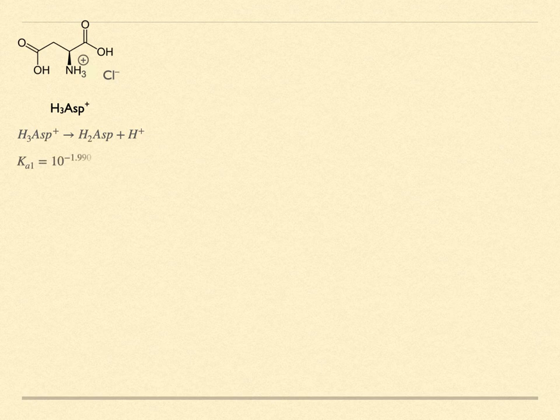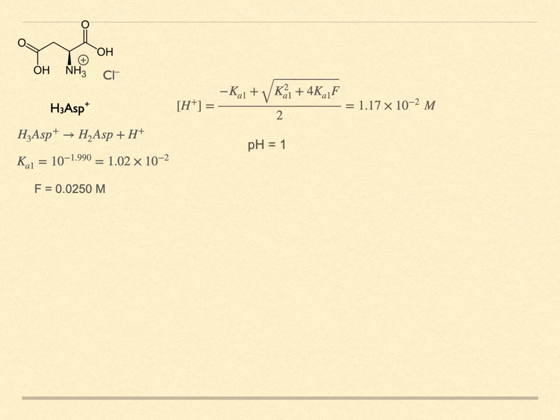First, consider a solution whose formal concentration is 0.025 molar in aspartinium hydrochloride, or the H3-ASP+ species. This is the fully acidic species. Like the diprotic species, we treat it as a monoprotic acid, assuming that the other reactions are negligible. We use the same quadratic formula equation to find that the pH is 1.932.